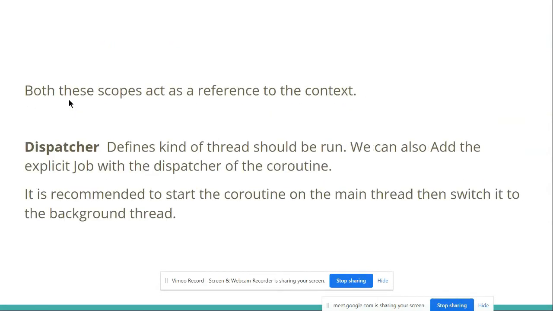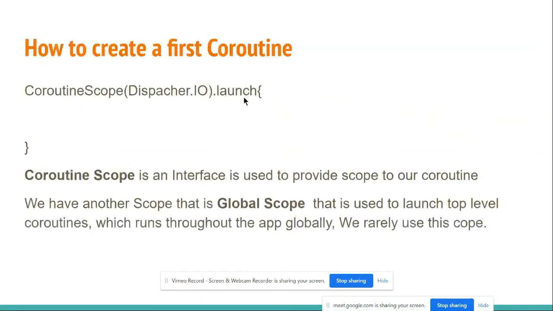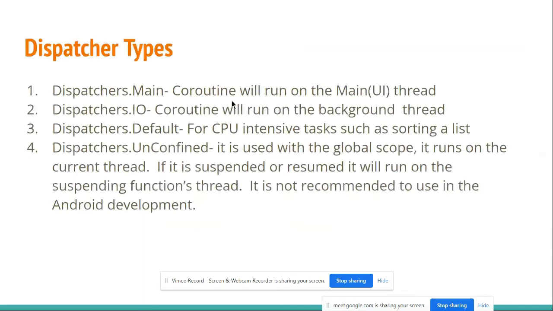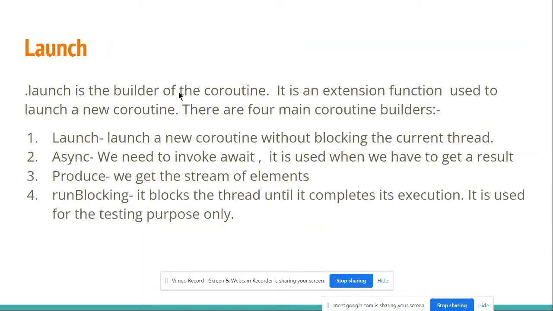So what is launch? Launch basically is the builder of the coroutine. By using this, we can start our coroutine. It is the extension function used to launch a new coroutine. There are four types of coroutine builders that we can use: launch, async, produce, and runBlocking. Launch starts a new coroutine without blocking the current thread. Async, we need to invoke await, and it is used when we have to get a result.